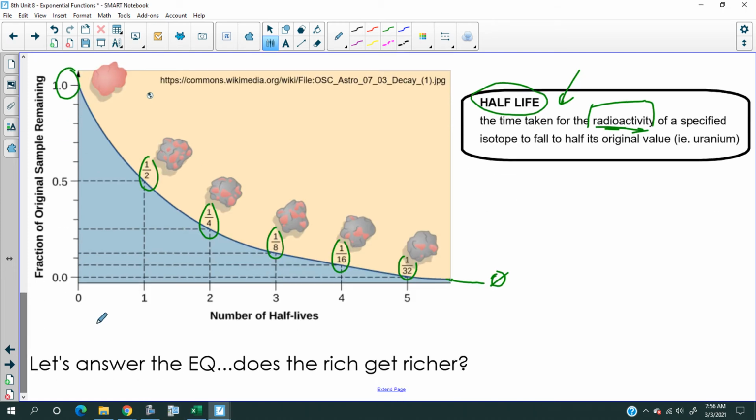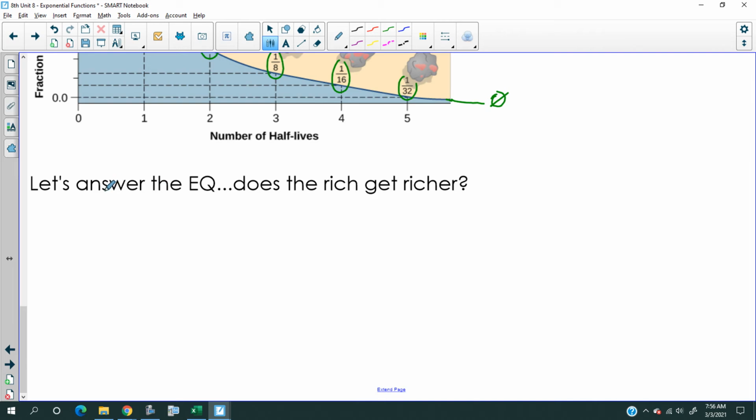Now, one last thing, and again, this is a spiel or life advice from Old Man Ning. Let's answer the essential question, which I don't know if any of you even noticed. The essential question was, does the rich get richer? It's kind of the same thing, but I want to change the tone of the topic to talk about what are the possible reasons that someone could be successful.